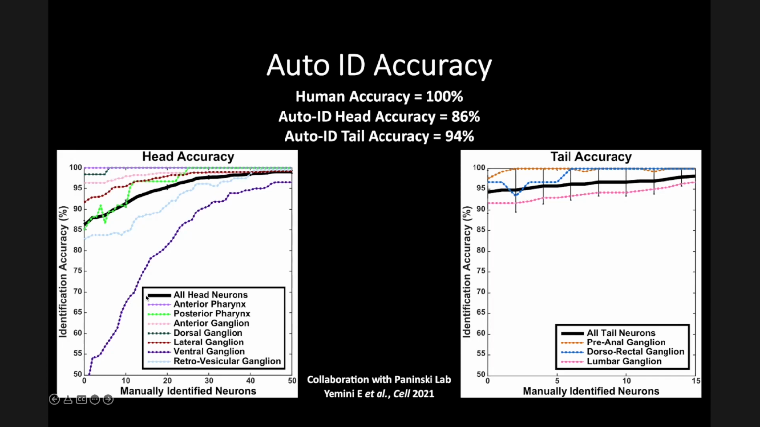And in fact, if you manually label about 10 neurons, it uses your annotations to improve its predictions. And with 10 annotations in the head, its accuracy rises to above 90% for neuron classification.